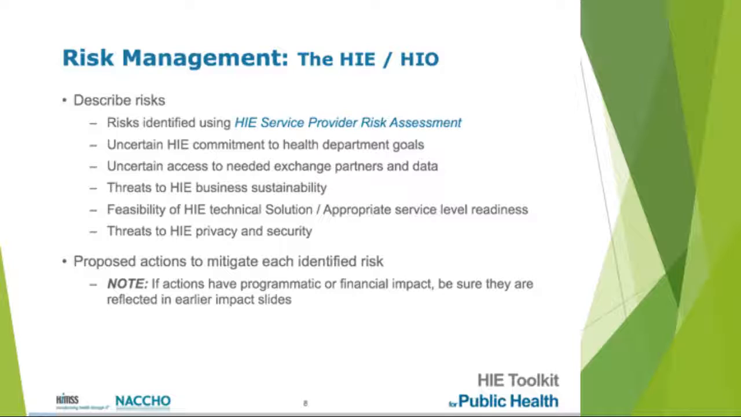Risk management is broken down into 2 sections. The first is the HIE and HIO. When looking at risk management, you need to describe the risks using the HIE Service Provider Risk Assessment. You'll see in this slide it also documents a number of specific risks that should be considered when looking at this area. As well, you should document proposed actions to mitigate each identified risk. And there's a special note that if actions have a program or financial impact, you must be sure that this is reflected in the earlier impact slides as well.